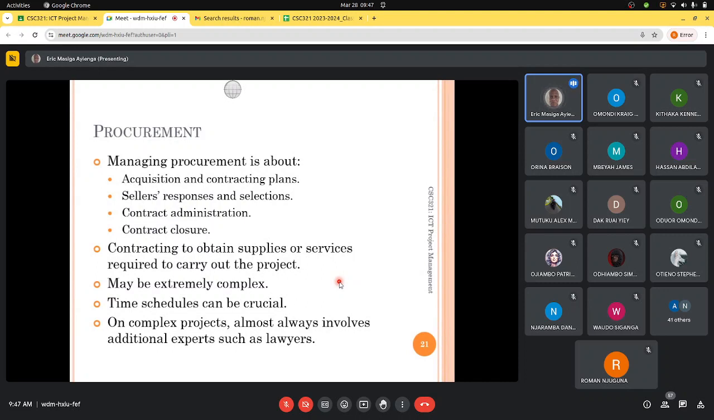Complex projects almost always involve additional experts such as lawyers. So if your project is complex, bring in a lawyer, because a lawyer is going to draw up a legal document which both parties know they have to subscribe to. They know they'll end up in court if they don't follow what the lawyer has written. And the lawyer is going to cover everything in law.